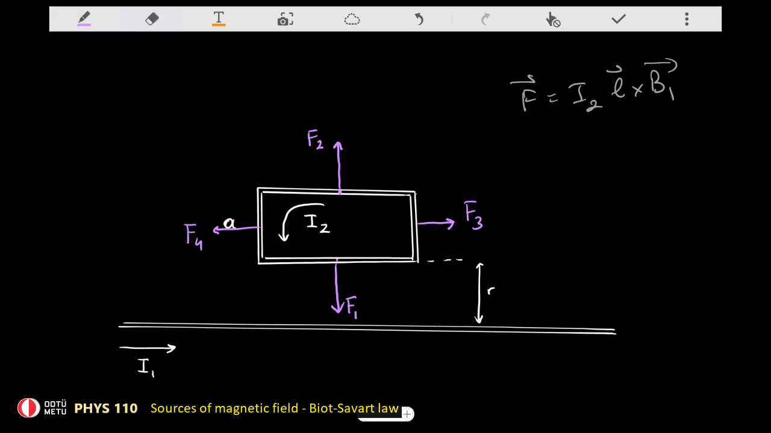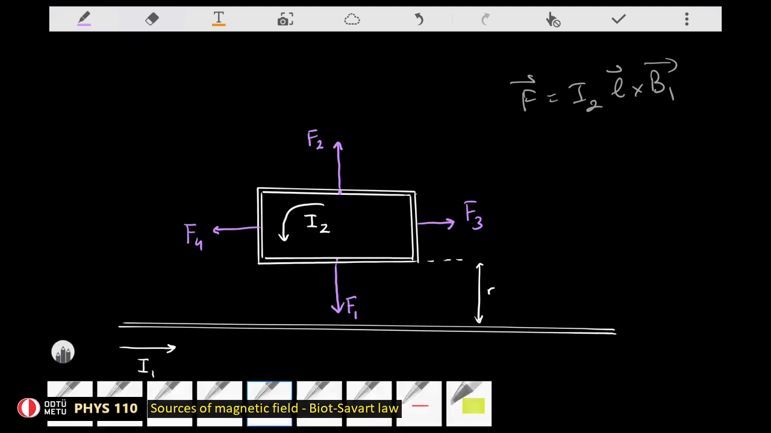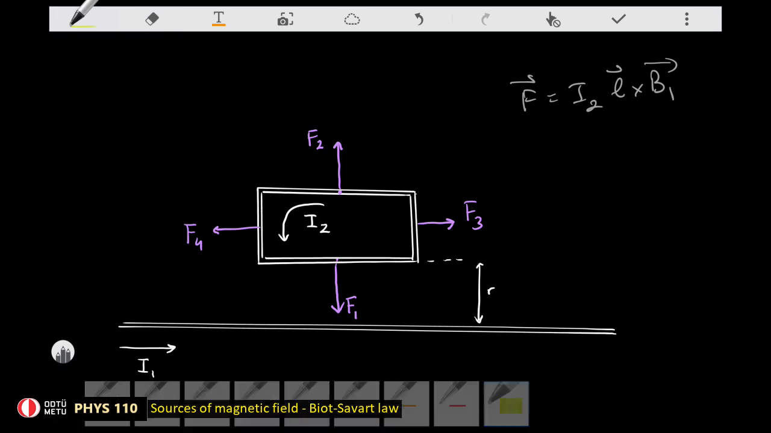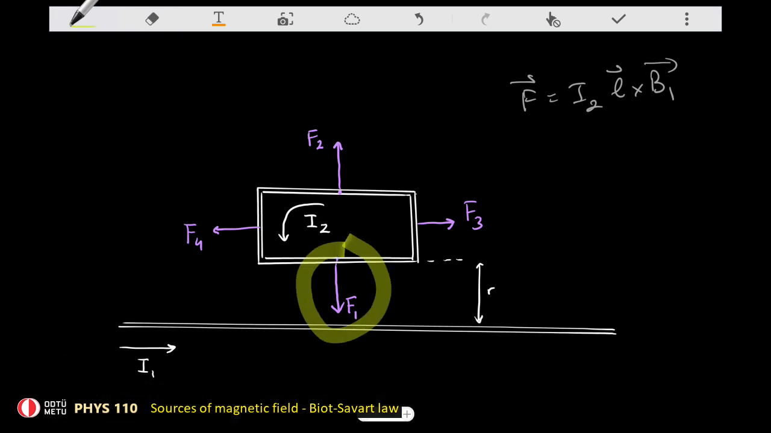All right, let me also erase this A in here. So as a result, we can just clearly see all the forces. Now about the magnitudes, I can say that this F1 is bigger than F2. So as a result, if I'm computing the net force, it will be attractive then.